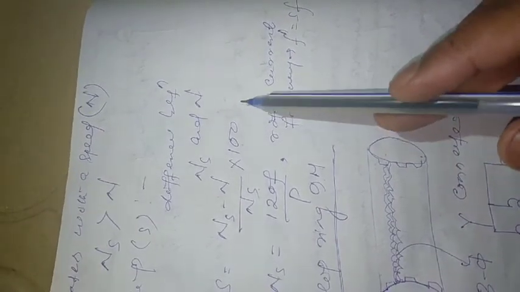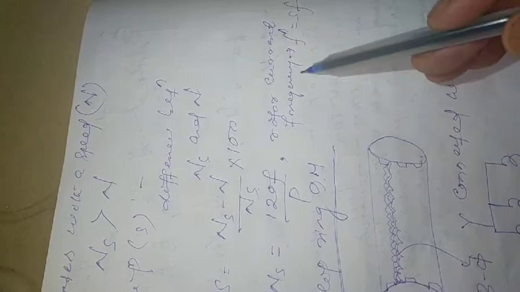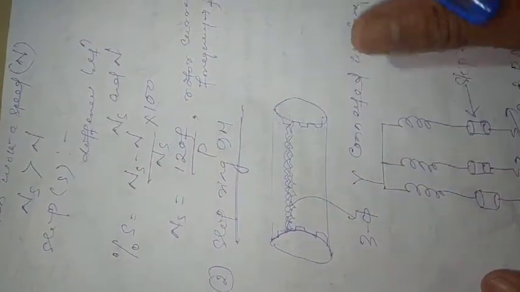Another point is the rotor current frequency. The stator has the supply frequency, F. Whenever it goes to the rotor circuit, a factor S is multiplied with the stator frequency. So the rotor current frequency, generally represented as F dash, equals S multiplied by F. Now this is all about the squirrel cage induction motor.